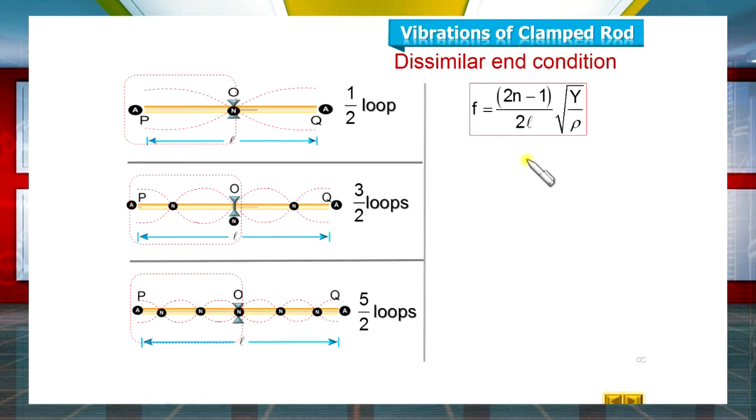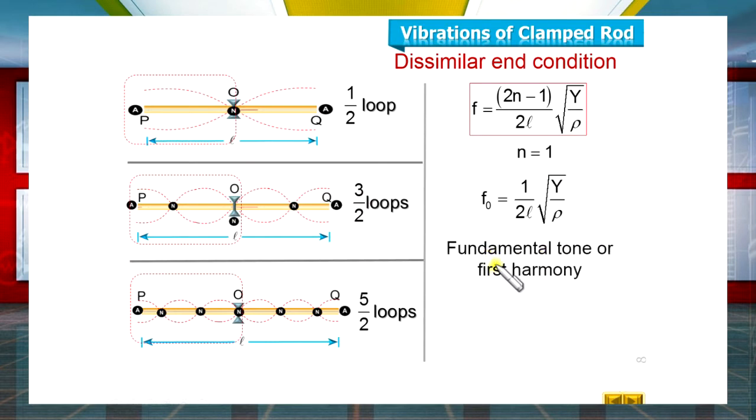And here n is an integer. If we substitute n equal to 1, we have the least frequency, that is called the fundamental frequency. Let us write it as f0. So f0 equals (2-1), that is 1, divided by 2L multiplied by under root Y divided by rho. This is the fundamental tone or first harmonic.